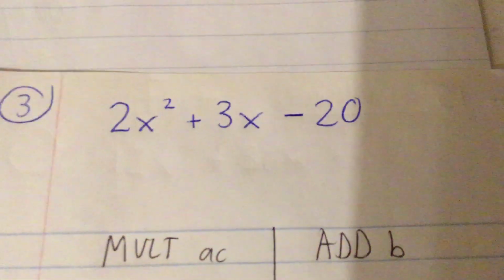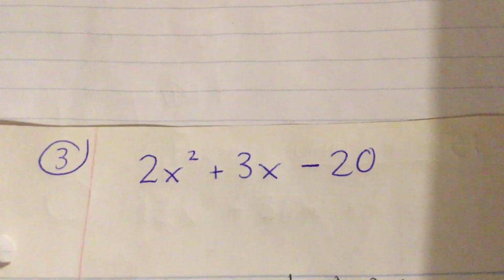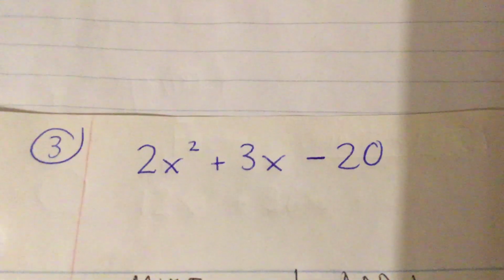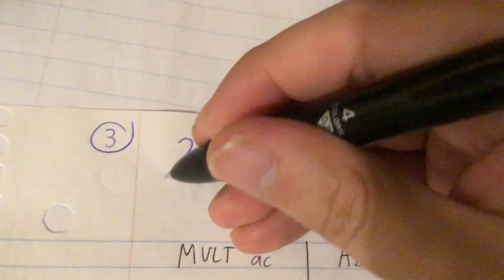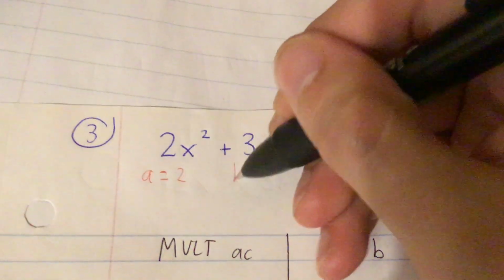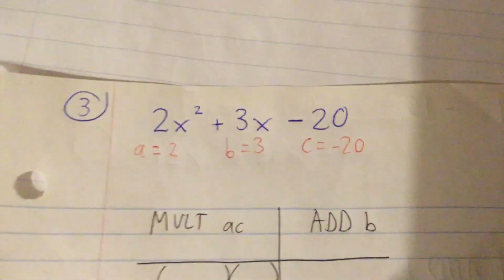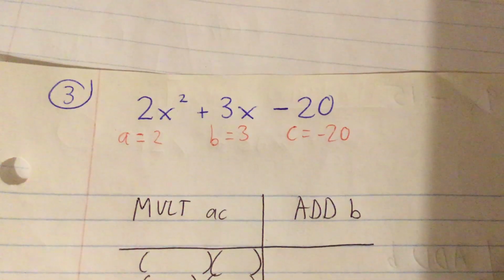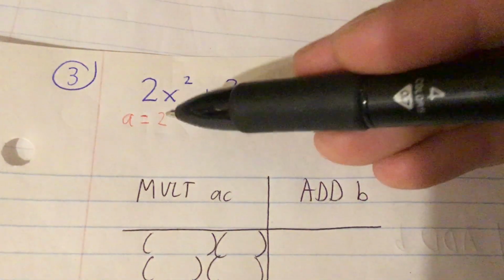Okay, now that we got that part of the way, let's move on to problem number 3. 2x squared plus 3x minus 20. First things first, can I factor anything out from 2, 3, and 20? Well, nothing besides 1, so I have no choice but to make this a equals 2, b equals 3, and c equals negative 20. There's nothing I can factor out in advance, but luckily the numbers aren't too big, so I'm pretty happy.